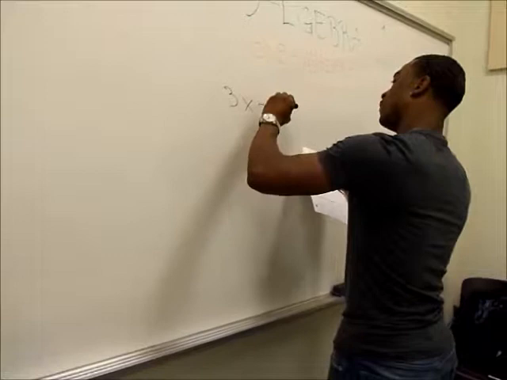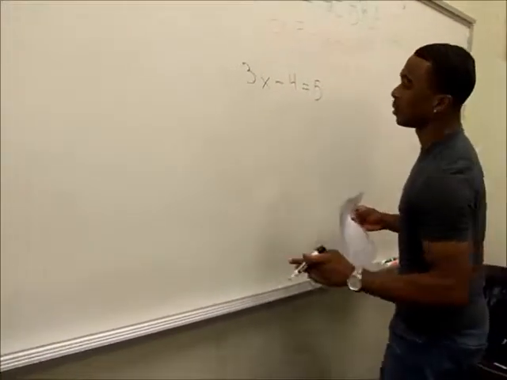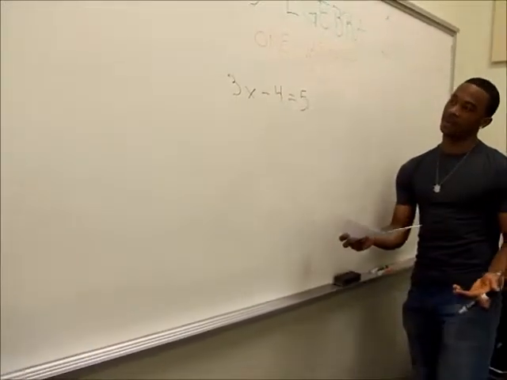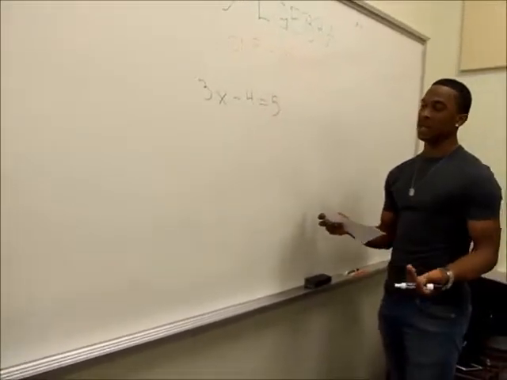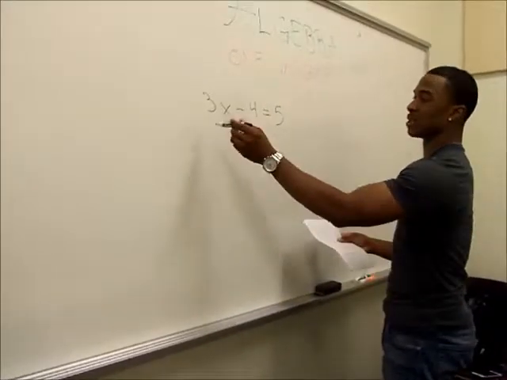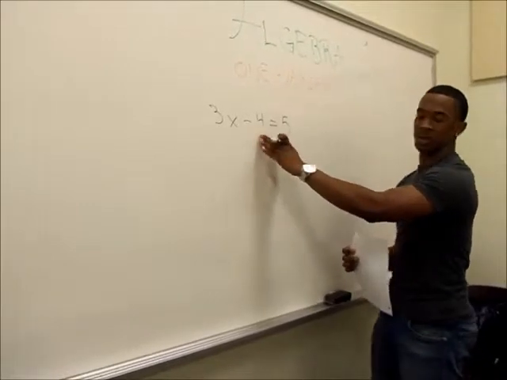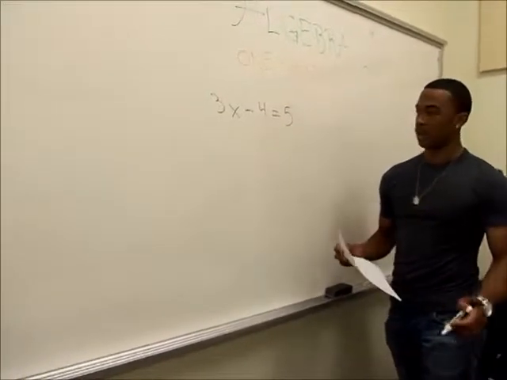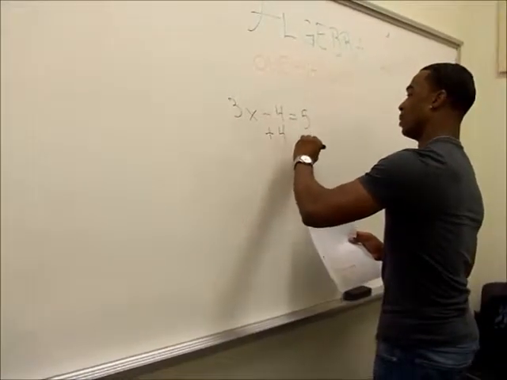3x minus 4 equals 5. So this time we do have a number in front of the variable. Let's not freak out, because again, it gets easier as we explain. First we're going to start off with the same step as last time. We want to get the 3x by itself. So to get the 3x by itself, what do we have to do to the 4? You add it, right? Correct. All right. So we're going to add the 4 to both sides.